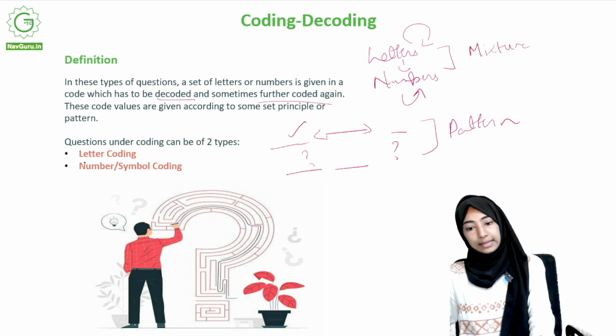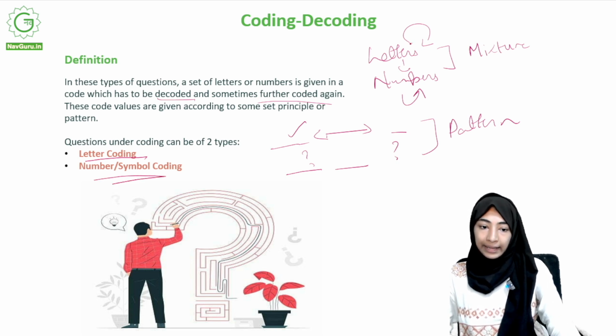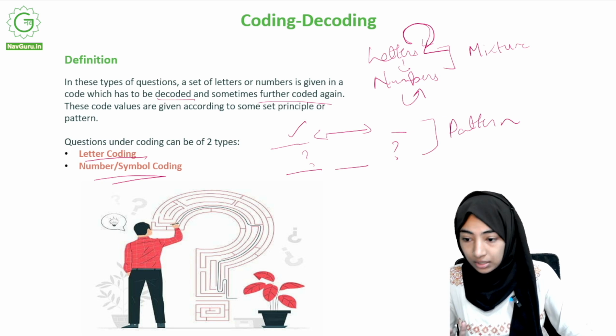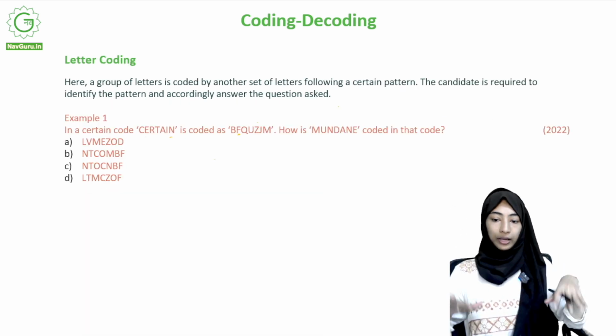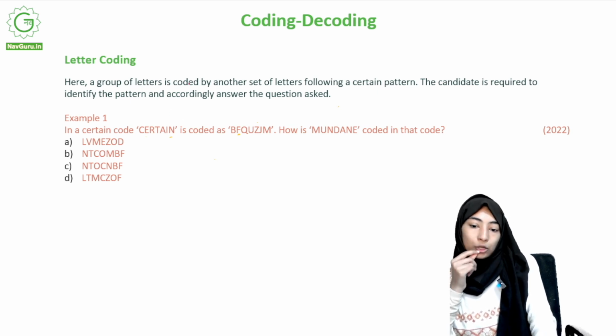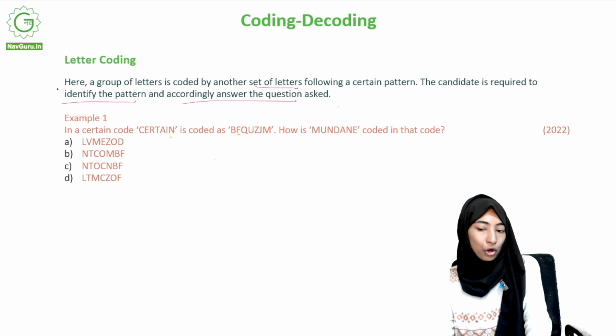So anyway, like I said, coding can be of two types, either letter coding or number/symbol coding. Letter coding is basically when, like I said, you have letters which will be coded in terms of letters. I'll just take you to the definition so that you can get a good idea. There's also an example question. So a group of letters will be coded by another set of letters following a certain pattern. What they expect you to do is to identify the pattern and accordingly answer the question. But identifying the pattern is not always necessary. Although this is what the whole point is about, you can also do it without identifying the pattern.